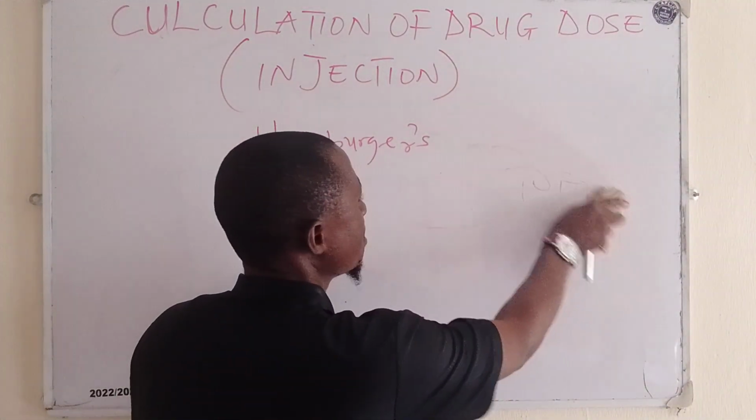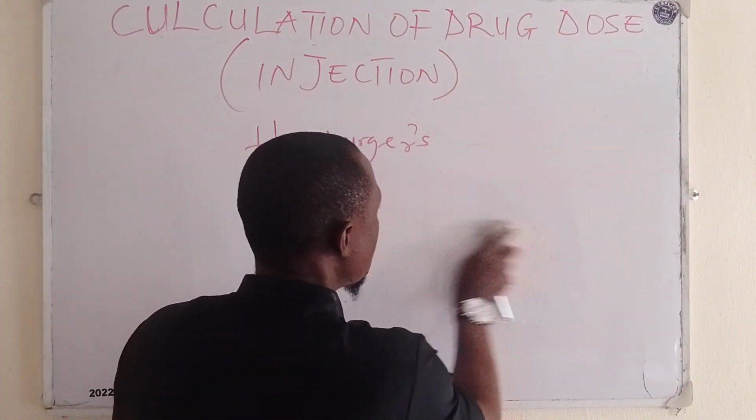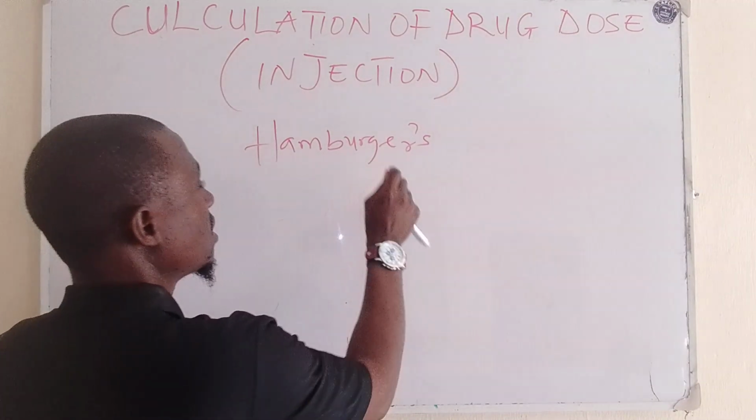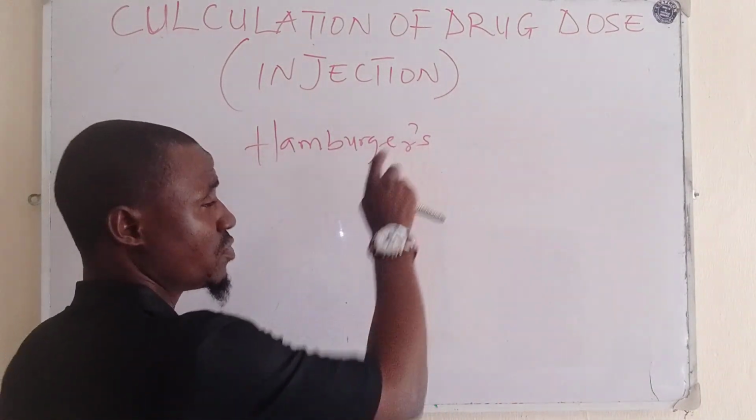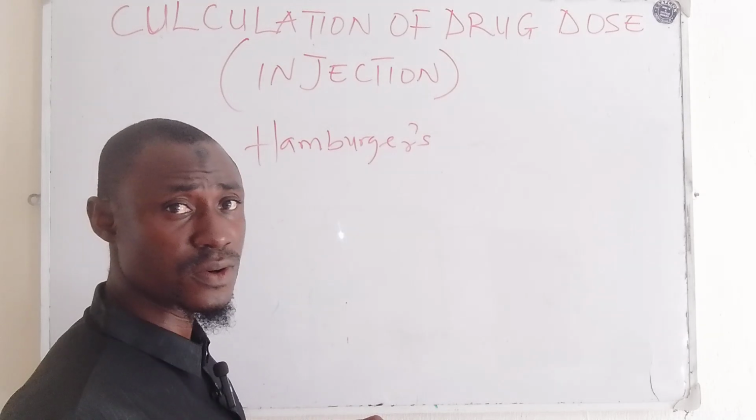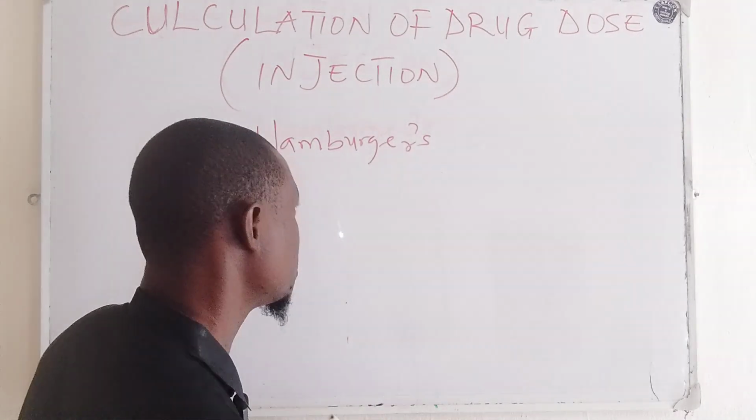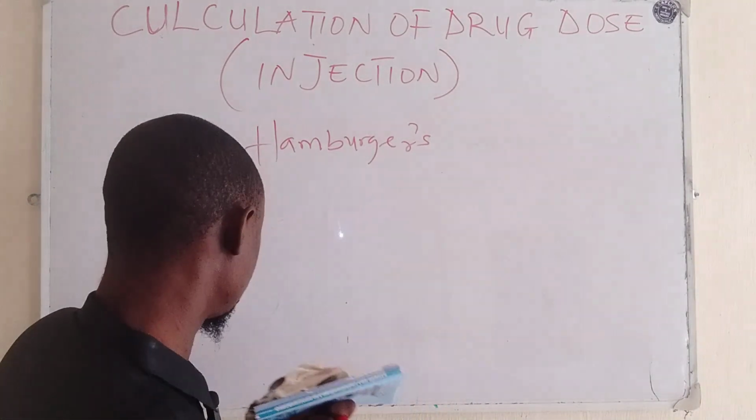We have several differences between Clark's rule and Hamburger's rule, but the major one is in terms of the denominator, where 150 is for Clark's rule and 70 is for Hamburger's rule. So this is the second weight-based rule.